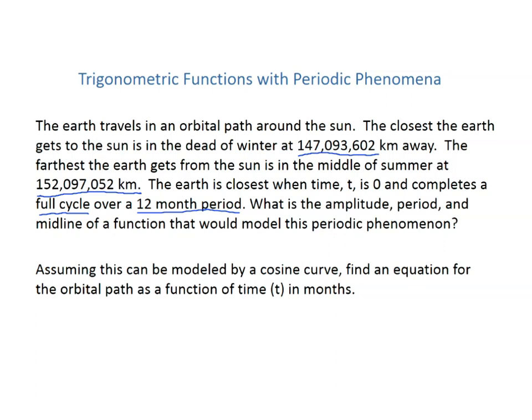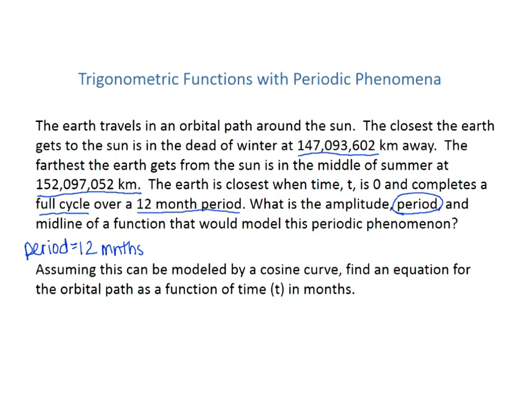Okay, so let's start with the period, I think, is the easiest thing to find. So for the period, we're already given what that is. The period is 12, assuming that we're measuring in months, which it seems we are because it says that it completes a full cycle over a 12-month period. So that's our period, 12 months. We can even write the word months in there.